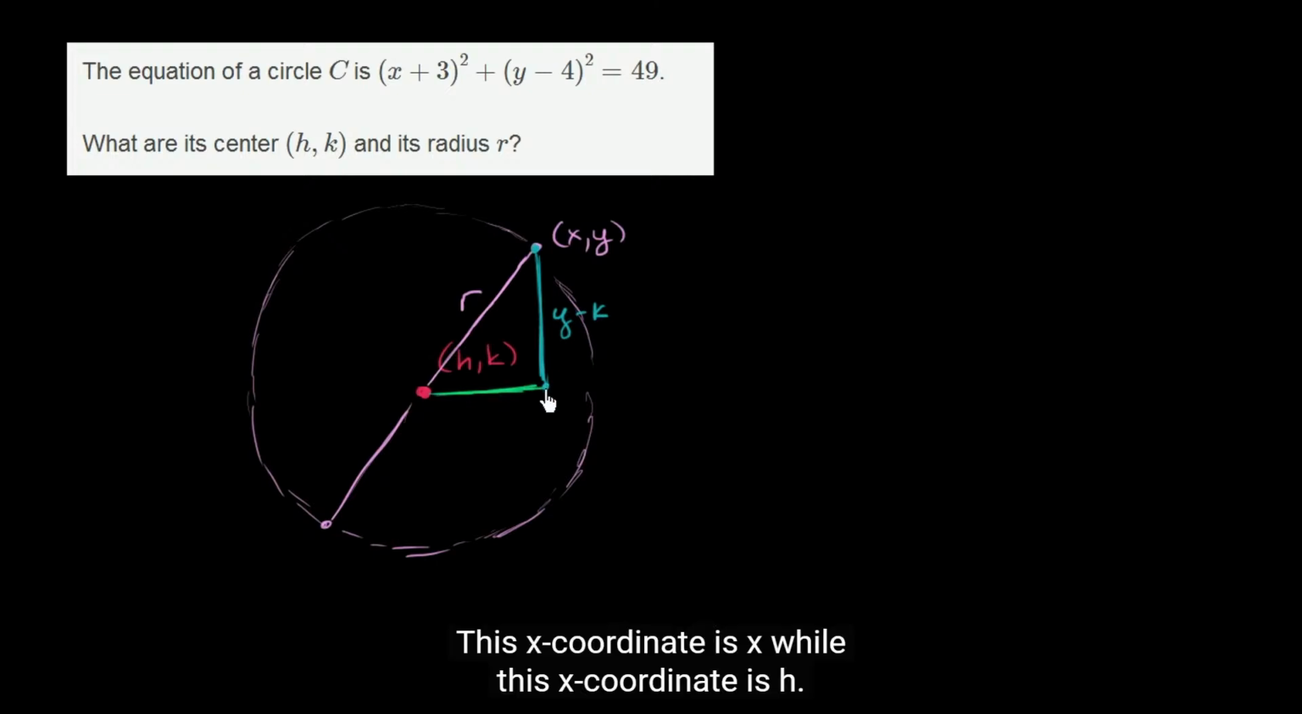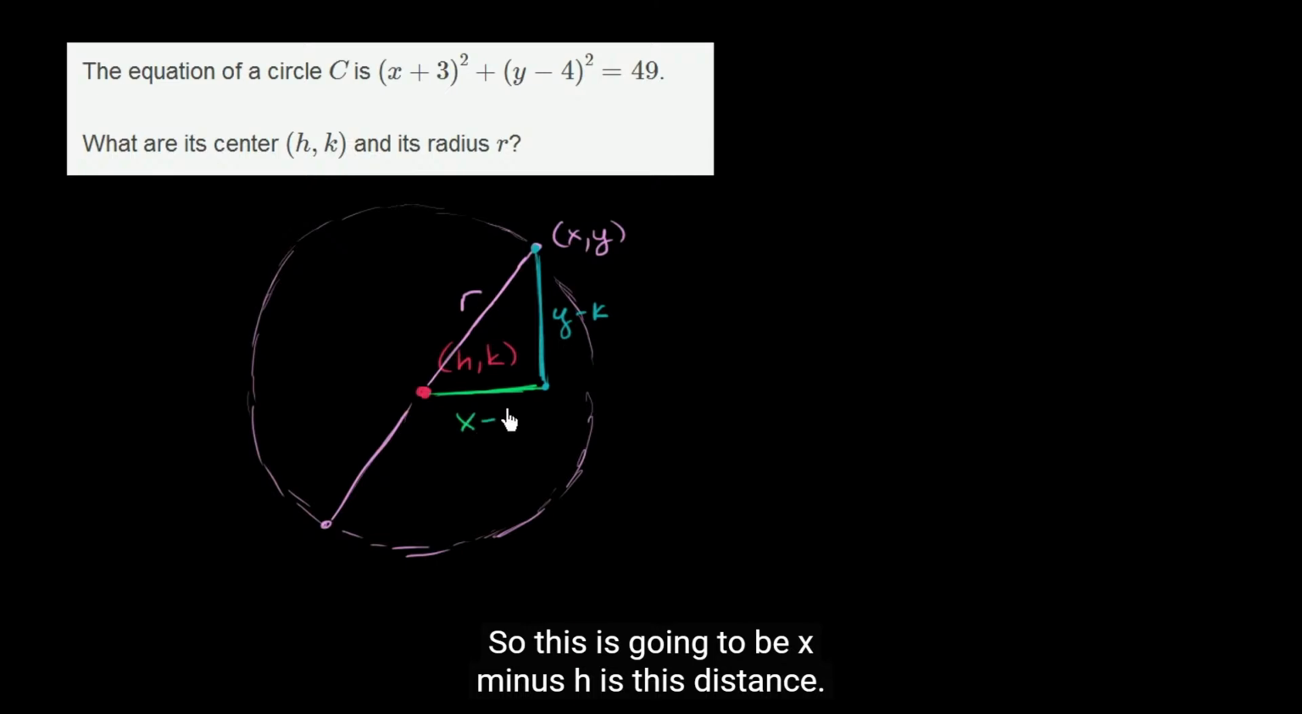This x coordinate is x, while this x coordinate is h. So this is going to be x minus h, this distance. And this is a right triangle because by definition, we're measuring vertical distance here, and we're measuring horizontal distance here, so these two things are perpendicular. And so from the Pythagorean theorem, we know that this squared plus this squared must be equal to our distance squared.